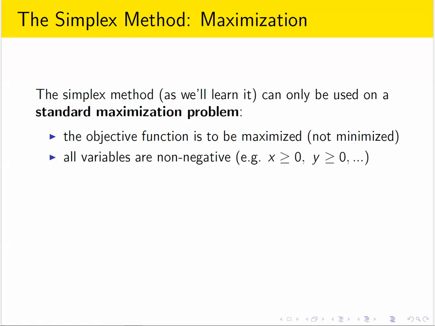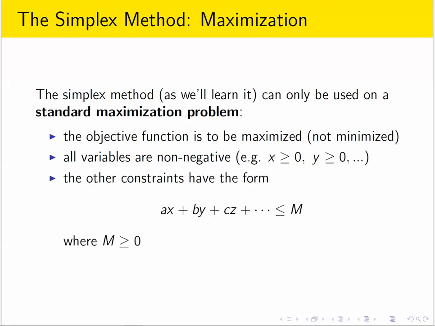Another requirement is that the variables involved must be non-negative. So somewhere in the problem we need to know that x is greater than or equal to 0, y is greater than or equal to 0, etc., if there are more than two variables. So that has to be one of the constraints, and typically that is a real-world constraint anyway. For example, if you're trying to decide how many of each type of product to buy, well, you can't buy a negative number of products. So for practical purposes, this constraint usually exists anyway.